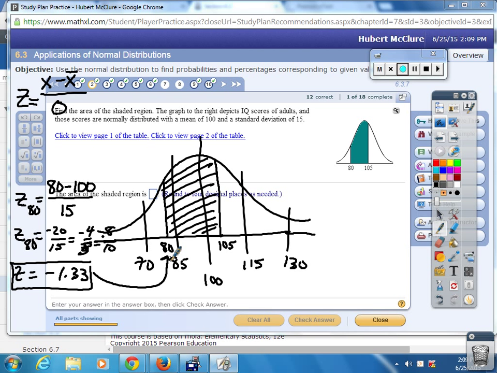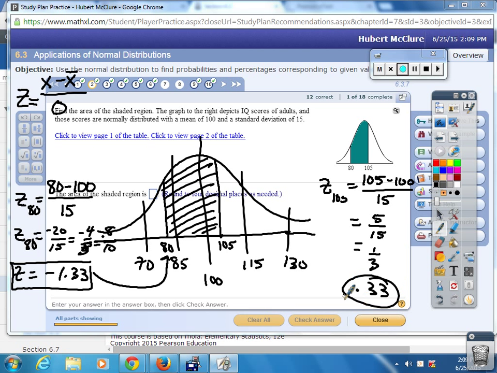Now what we're going to find? Z for 105. That's 105 minus 100 over 15. And that's equal to 5 over 15, which is equal to 1/3, which is equal to 0.33. So the z-score for the right side is 0.33.